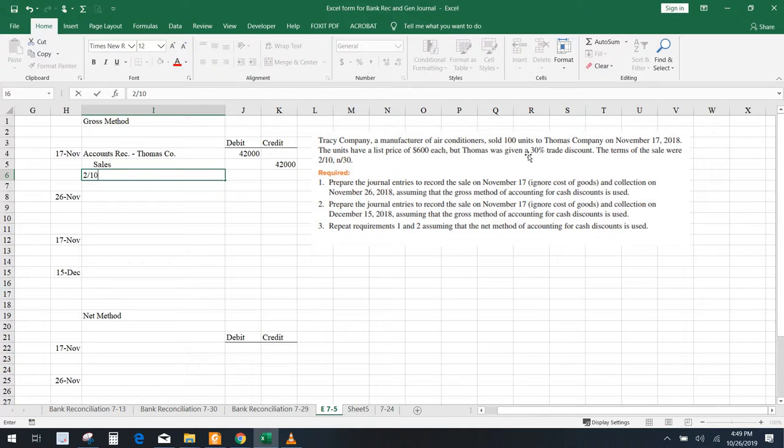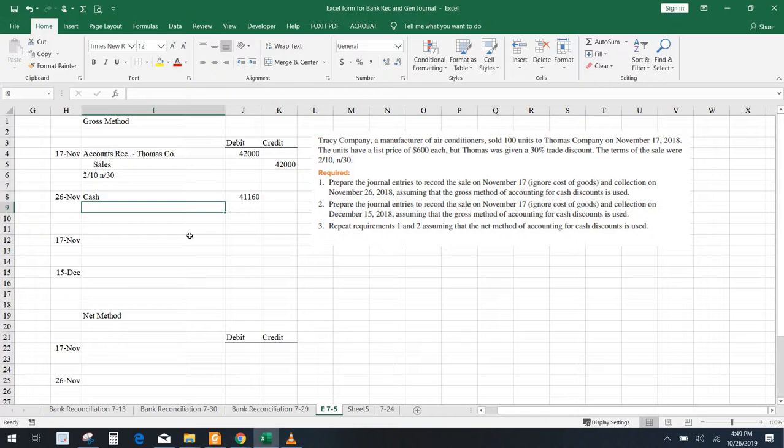All right, terms 2/10, net 30. Now, in the first example of the gross method, they're going to receive the discount because they're within the 10-day time frame. So in that case, we're going to receive cash, and that's going to be equal to 98%, minus the 2% discount. So it's 98% multiplied by 42,000.